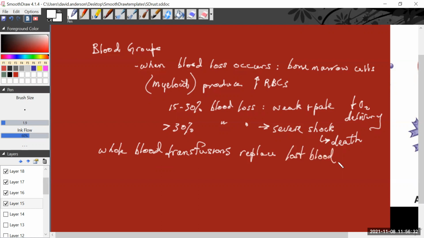And if it's a whole blood transfusion, it's replacing all the cell types. It will include red blood cells, white blood cells, and platelets. You can sometimes just do a red blood cell transfusion, which is a little bit more specific. But if we're going to provide a patient with a blood transfusion, we have to be aware of the patient's blood typing versus the donor blood typing to prevent rejection.